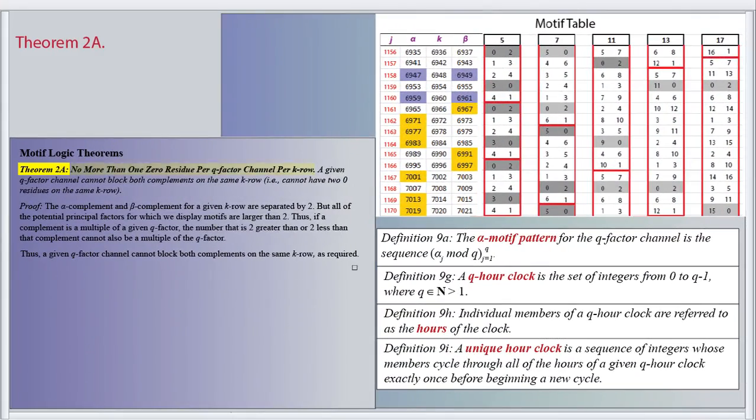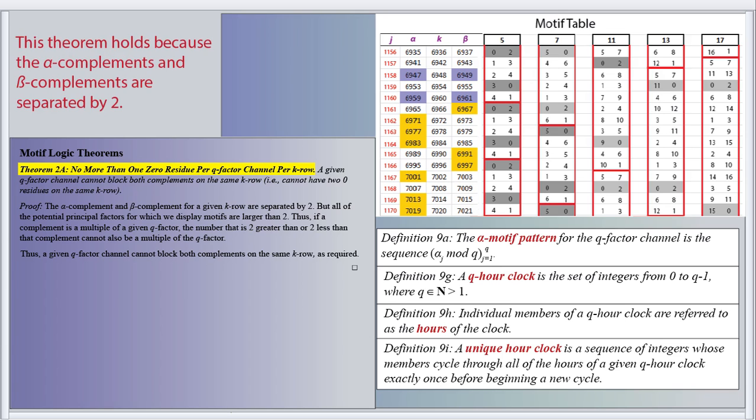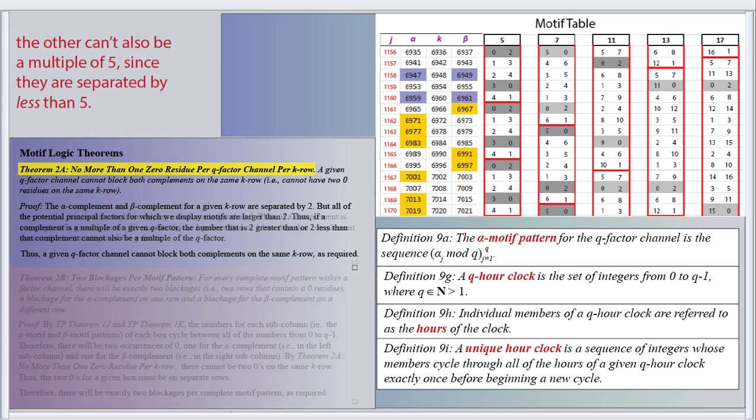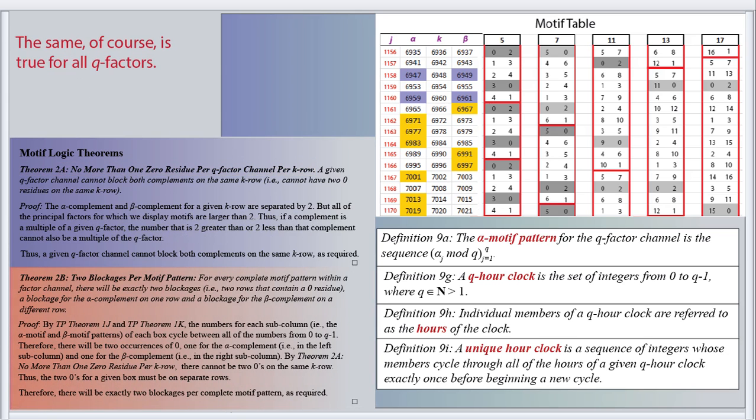Theorem 2a. No more than one zero residue per q-factor channel per K row. The word residue simply refers to the result of, say, 7 mod 5. So it's the remainder after we divide the 7 by 5, which in this case is 2. This theorem holds because the alpha complements and beta complements are separated by 2. The lowest q-factor, 5, is larger than 2. Clearly, if one of the complements is a multiple of 5, the other can't also be a multiple of 5, since they are separated by less than 5. The same, of course, is true for all q-factors.